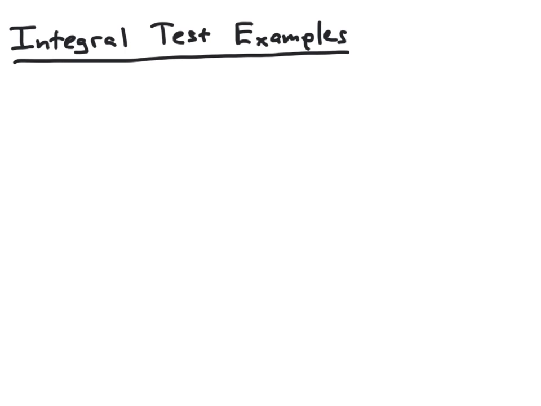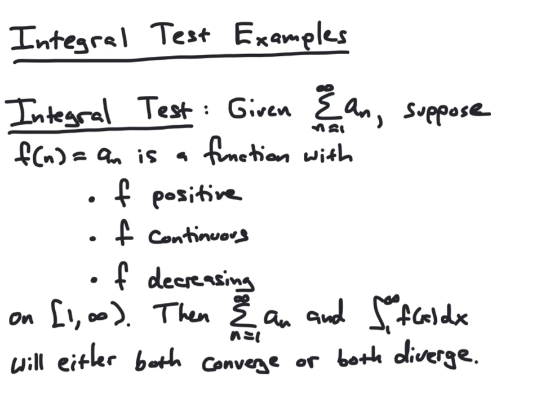In this video, we're going to look at several examples that involve the integral test for series. Recall that the integral test states that given a series, if the associated function to that series is positive, continuous, and decreasing on the interval 1 to infinity, then both the series and the improper integral of that function will either both converge or both diverge.